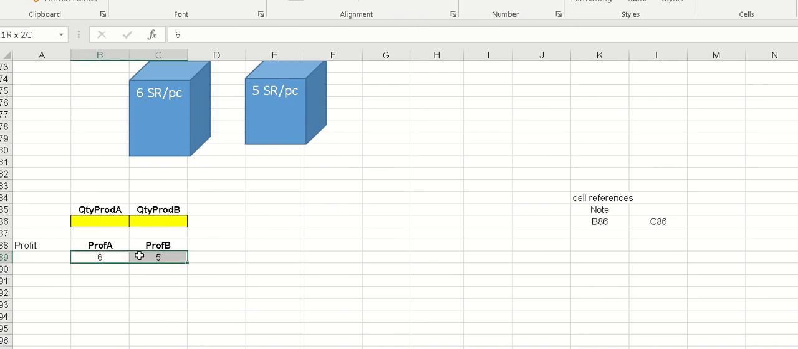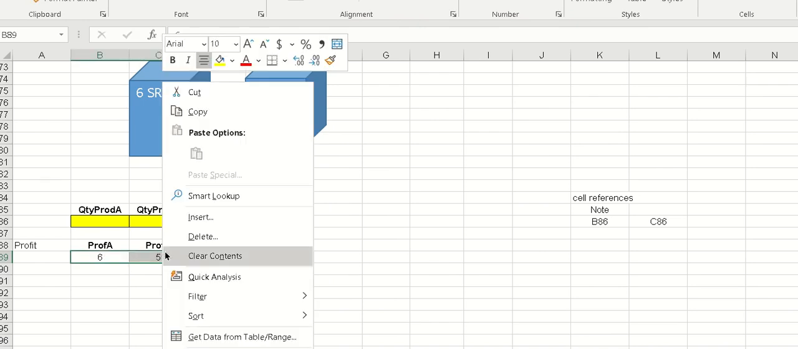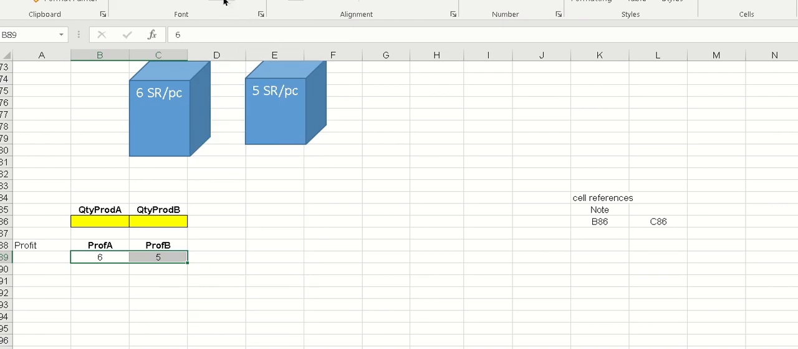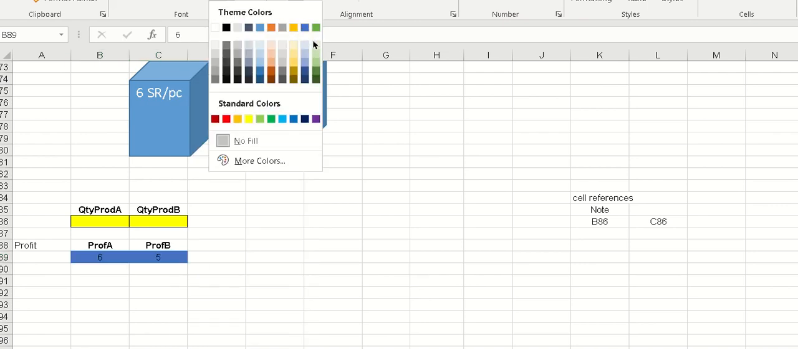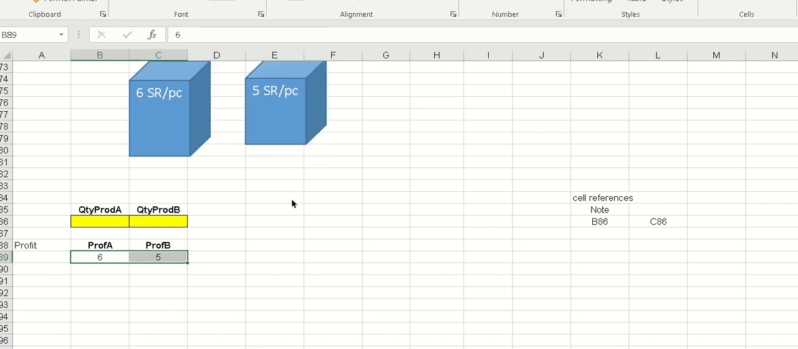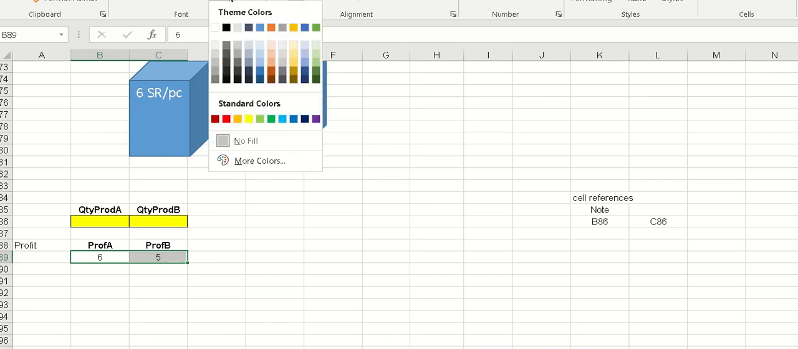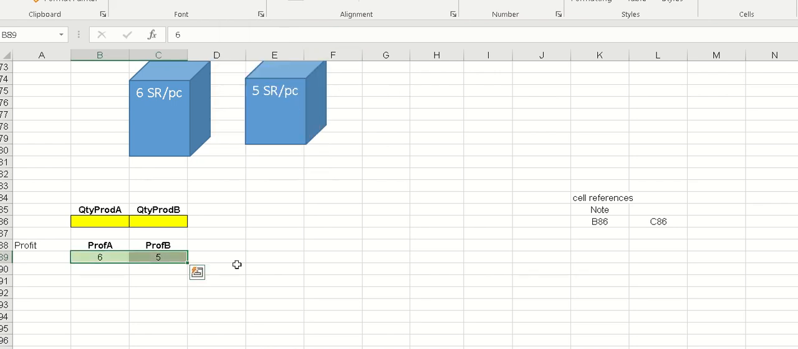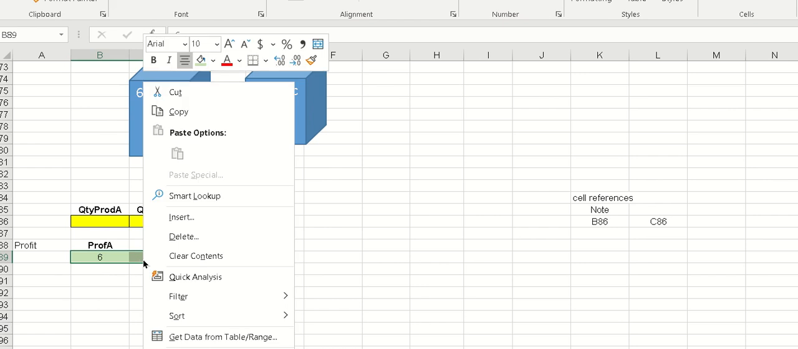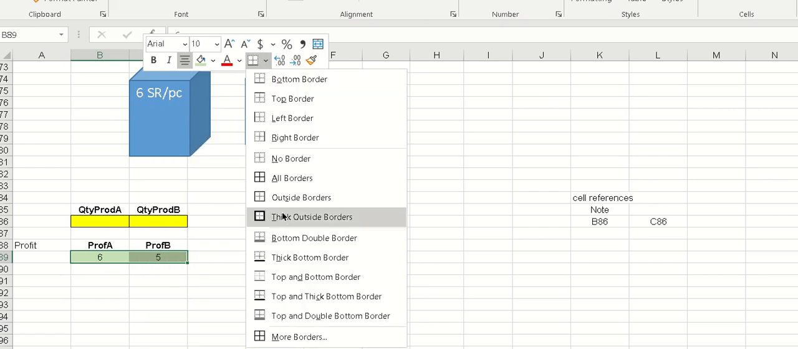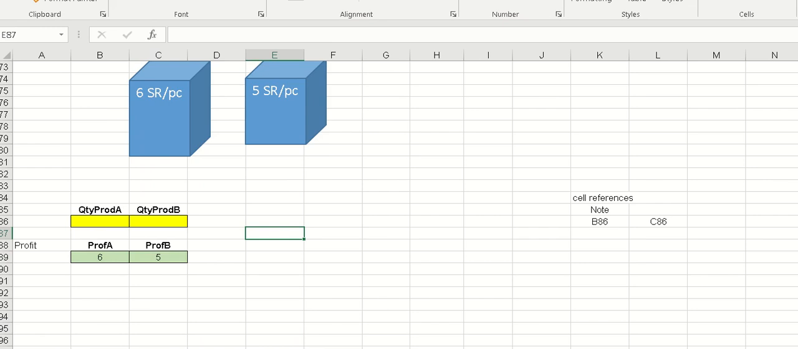Since this is constant, this is never changing, I'm going to color them by a different color, light green maybe. Yeah, like this. But still, I'm going to put them into a border. Oh, what happened? And put them into a border. Right. So here would be the total profit.